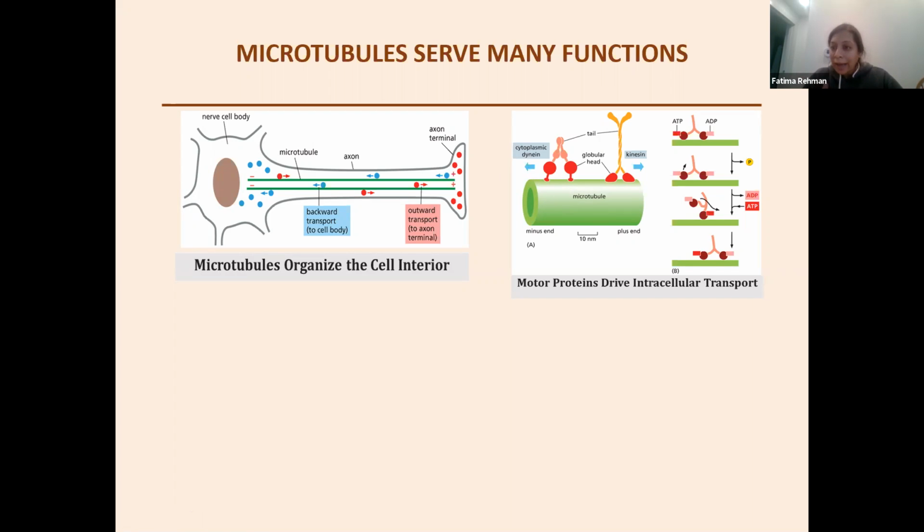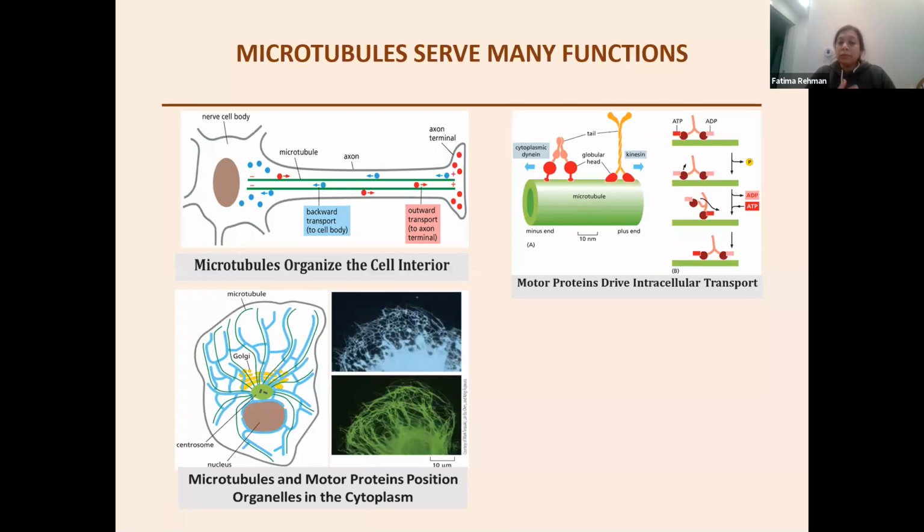Even though their shape will be different depending on the type of cargo they carry, they'll all have some type of globular head with amino acid residues that can interact with the microtubule directly. And then they'll usually have a long tail end on the other side that ends with the binding pocket for whatever cargo they are taking.